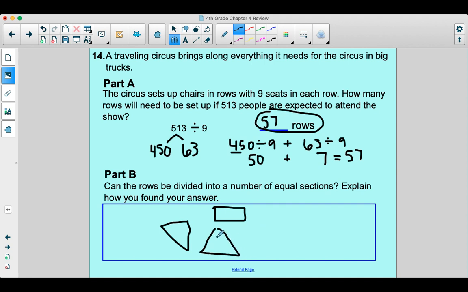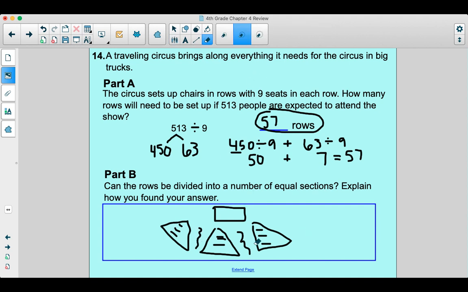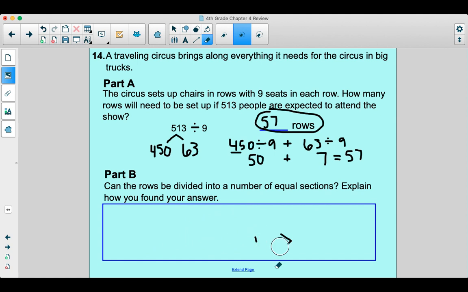So these would be like the seats, right? You can just imagine when you go to a show, you're not all slammed together, right? We'll put them in different sections. That way you have rows to walk and get out and get snacks and go to the bathroom and all that good stuff. All right. So we are trying to think about, can we arrange 57 rows into sections? Okay.